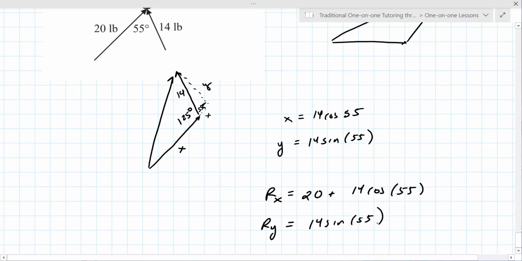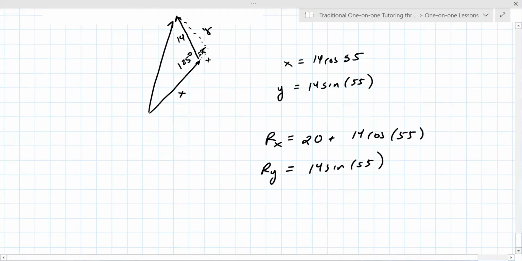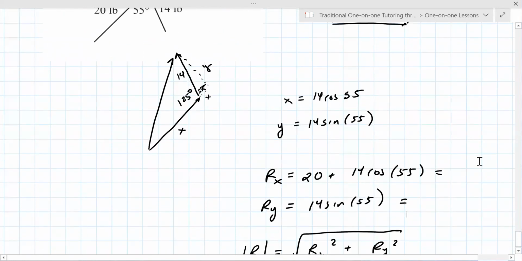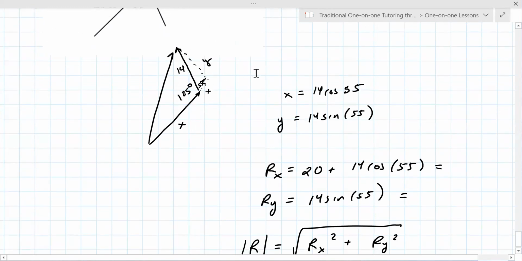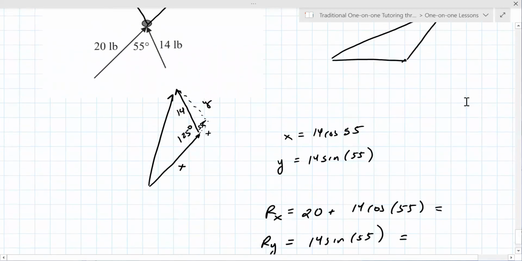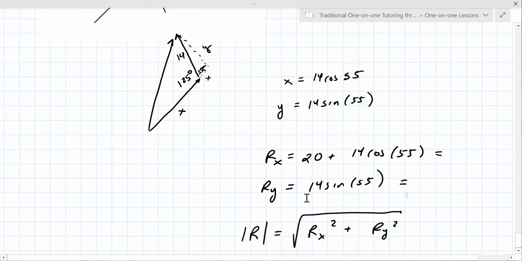To find the magnitude, the magnitude of r is the square root of rx squared plus ry squared. You get both of these numbers, square them, add them, and take the square root. This is kind of a complicated thing to do, but it's doable. You get two numbers, you have your calculator, and in you go. But like I mentioned, you can also use law of cosines, which I think is faster, but if you don't remember it, it's not faster.